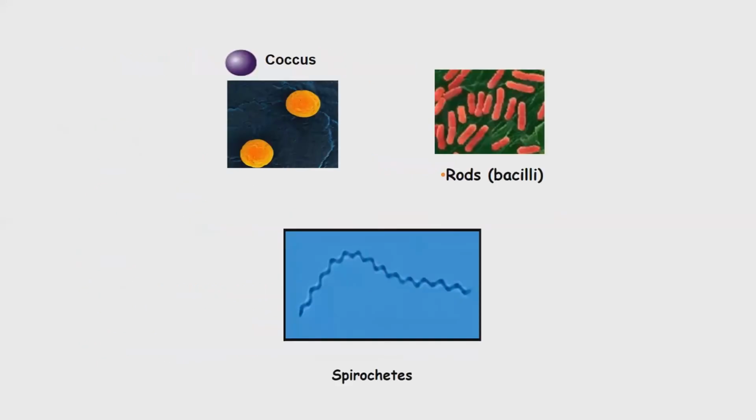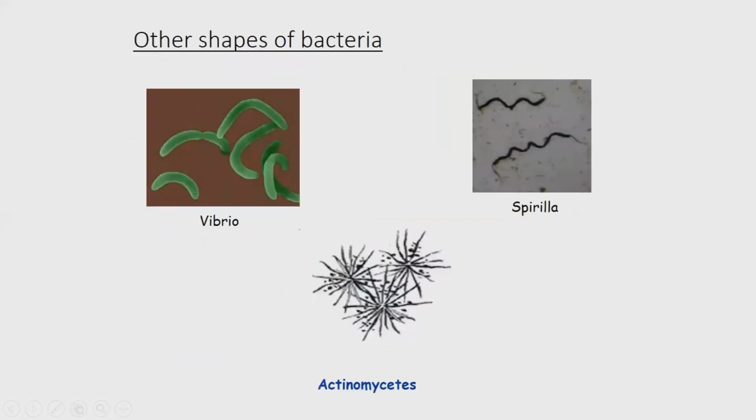So you can see here, these are the cocci. These are oval shaped. Examples are Staphylococcus or Streptococcus. Then we have rods or bacilli. What are some examples of rods or bacilli? That is Bacillus anthracis or Clostridium, and these are spirochetes, for example, Treponema pallidum. As we have already mentioned, Vibrio is comma-shaped, spirilla, and there is actinomyces, with a branching or filamentous pattern.